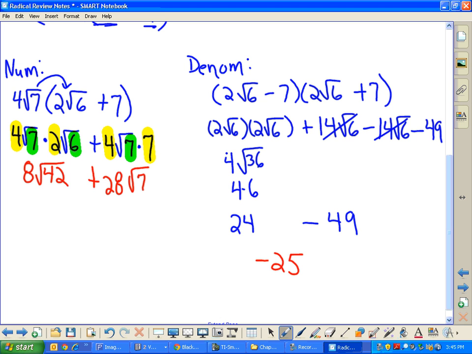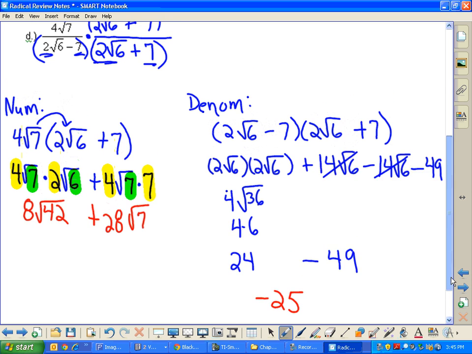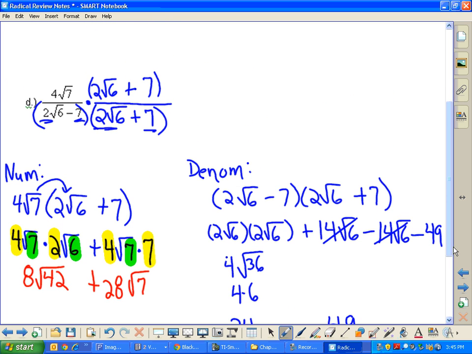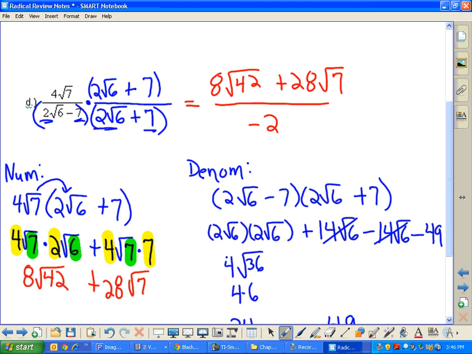So look, radical went away. No more radical on the bottom. Woo! So I'm going to go ahead and take what's in the numerator and write that down. And then I'm going to place that over my new denominator, negative 25. And that's in general the algorithm that you follow when you're trying to rationalize a denominator with a sum or a difference on the bottom.